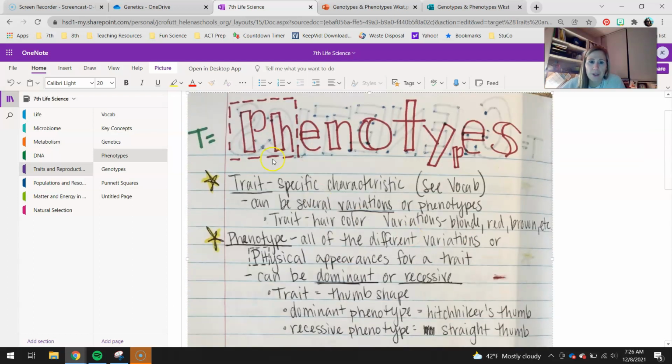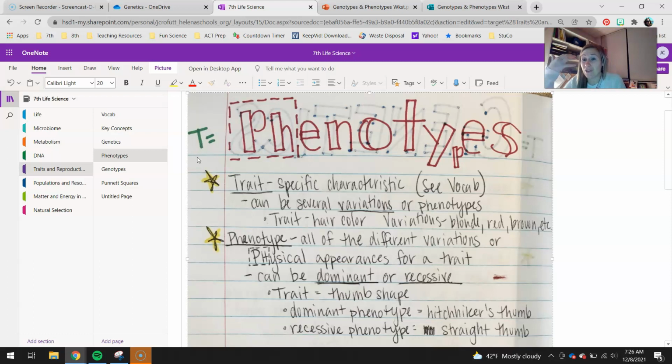Okay, so phenotype. First of all, we already know this vocab word of trait. A trait is a specific characteristic. If we're looking at eye color, that's a trait. Hair color, that's a trait. Whether you can roll your tongue or not, that's a trait. And then we know that there are a lot of different variations for those traits. If we're looking at whether or not you can roll your tongue, we can see two different variations. You can either roll it or you can't.